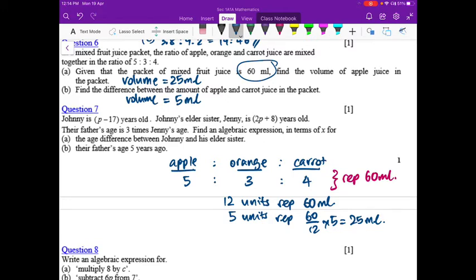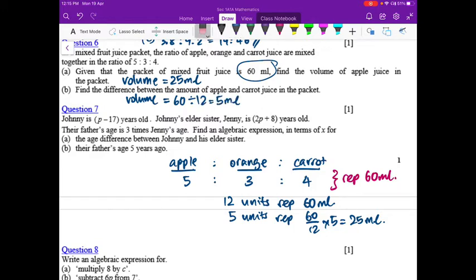Either you can do it using that, 5 units minus 4 units, you get 1 unit. 12 units representing 60, 1 unit representing 5. Or you can find out the actual volume of apple and carrot. So that will be 25 ml versus 20 ml. The difference is 5 ml. So both ways will work and give you the same answer. Next. Okay, in case you're wondering how we get 5, it's just 60 divided by 12. You get 5 ml.